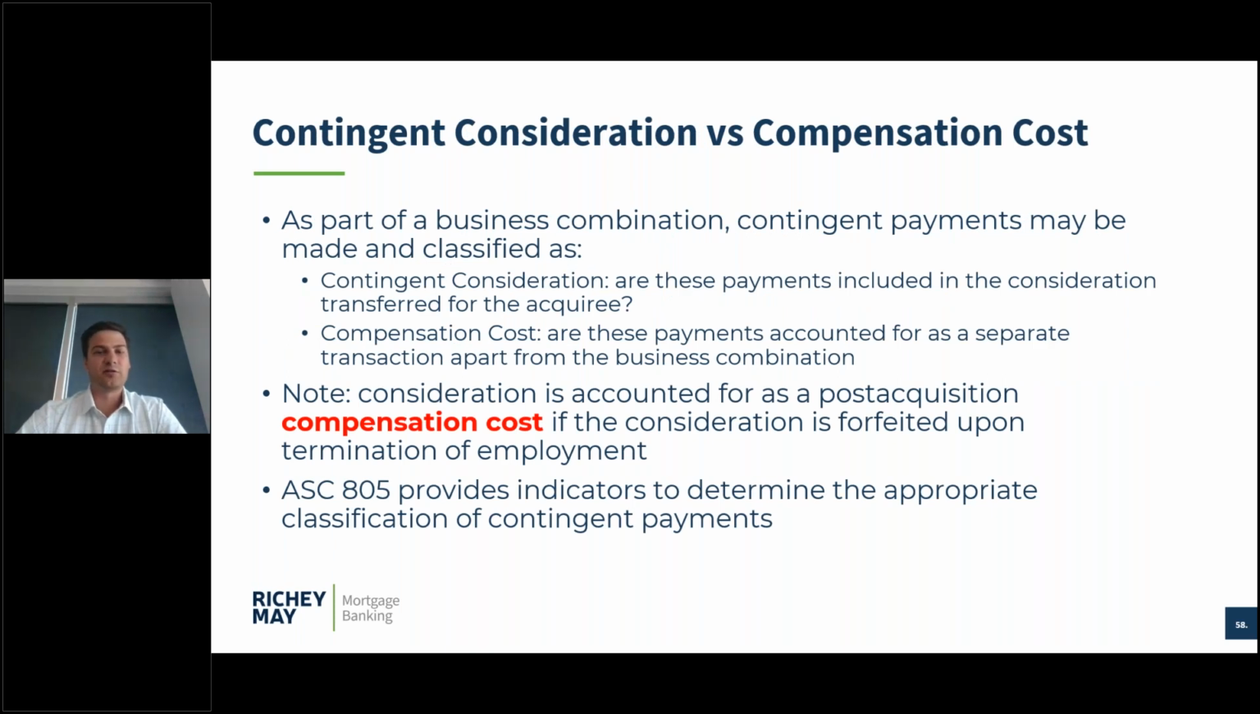So as mentioned earlier, contingent payments made as part of a business combination can be classified as either a contingent consideration or compensation costs. And note that a consideration is accounted for as a post-acquisition cost if the consideration is forfeited upon termination of employment. And I'll touch more on that in a couple slides. But for now, let's go through a few examples of indicators of a contingent consideration as opposed to compensation.